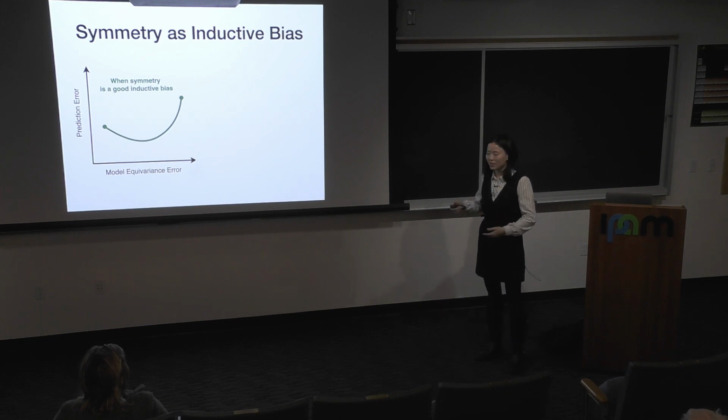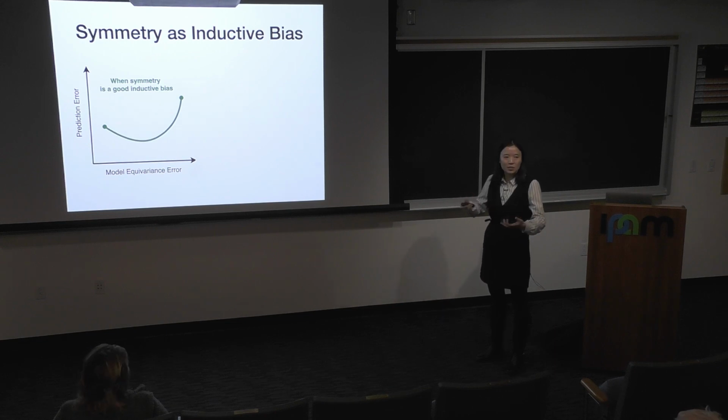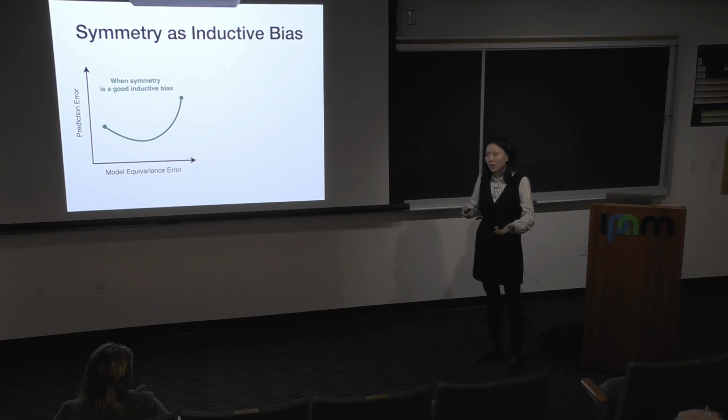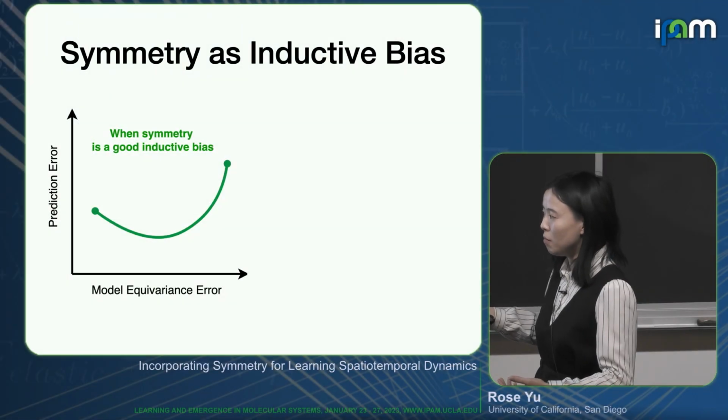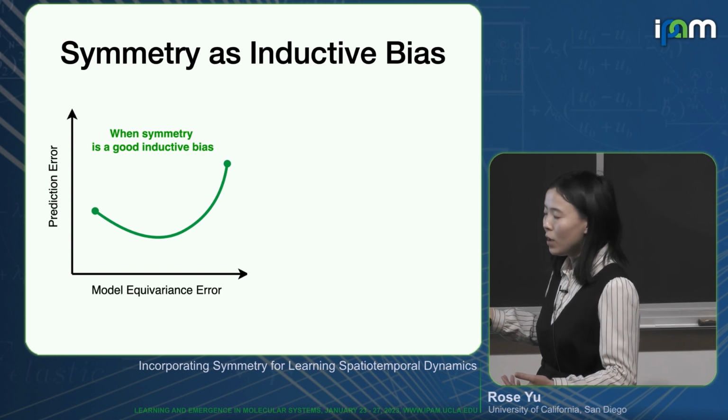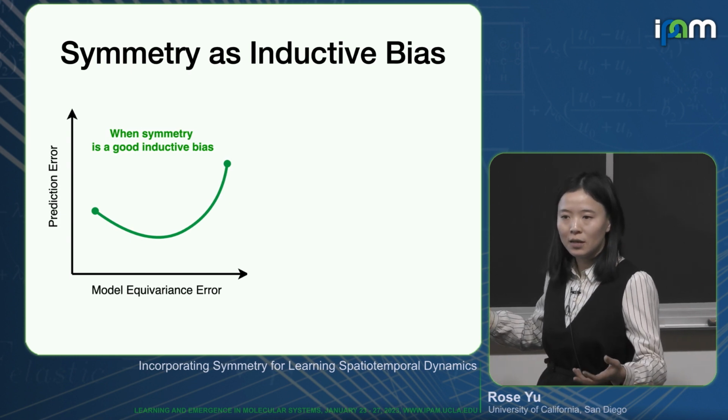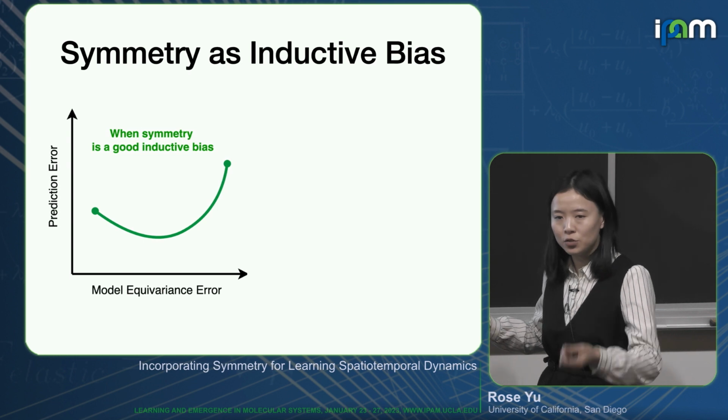from a machine learning perspective. We can say that how much symmetry we have in the model should match how much symmetry we have in the data. Because if we build too much symmetry into the model where there's not much symmetry in the data, then the model is over-constrained.